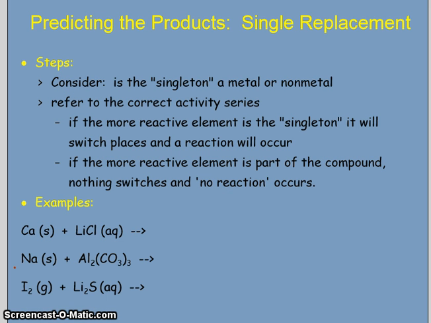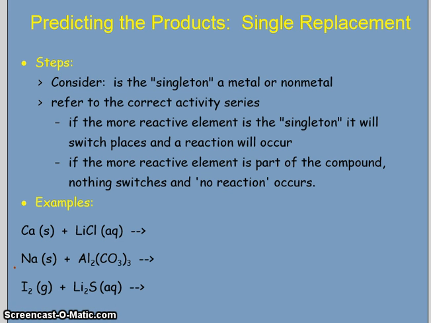The first thing I have to decide is what is the singleton, the element that is by itself as opposed to bonded in the compound. That's going to tell us which activity series to use. Then, once I've decided that, I look at the activity series and compare the singleton to its comparable element in the compound. What I really want to make happen is the most reactive thing, the higher thing on the list, will be the one that's going to end up or stay in the compound.